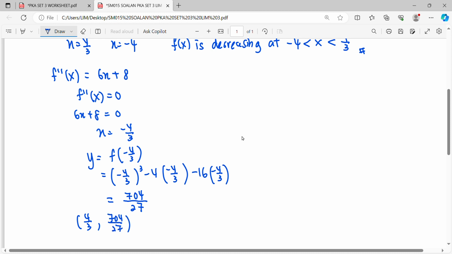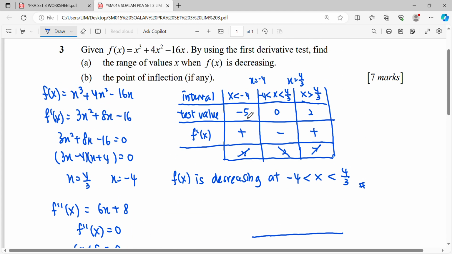So does it mean that this one is an inflection point? Can we say this is an inflection point with conclusion here? Not yet. For an inflection point, you have to do your test also. You have to verify it is an inflection point. So we do our second derivative test to see whether the concavity changed or not. If you want, using the first derivative also can. But for here, it's not suitable to use the second derivative test to see the concavity. We need to continue with the first derivative test.